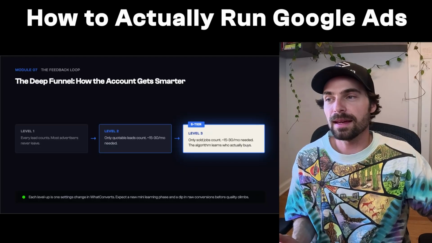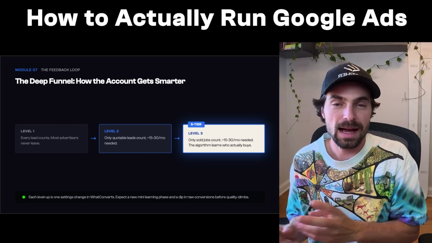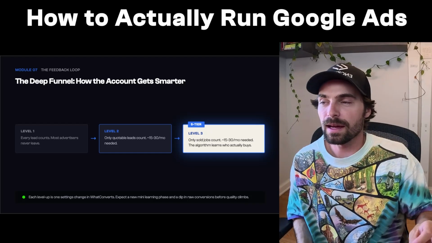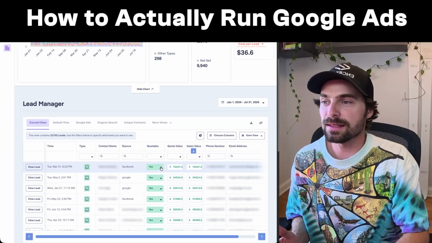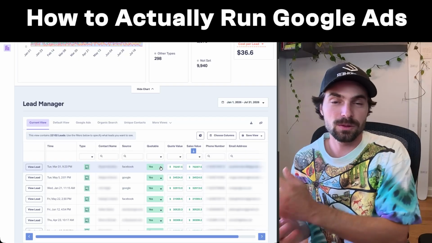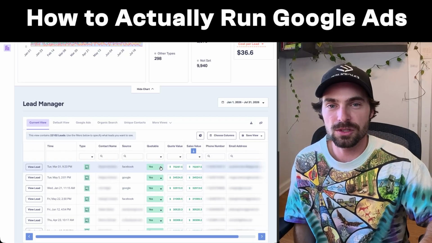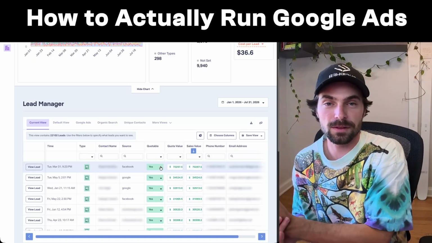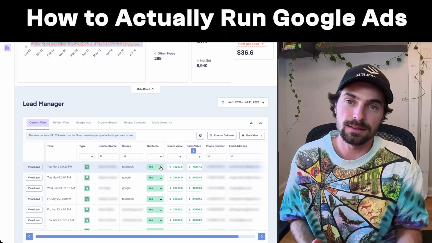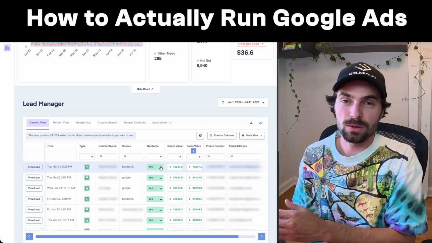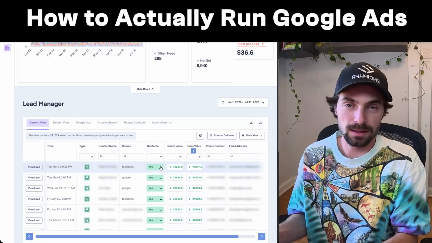Level 2 is when you send only quotable leads back to the algorithm as a conversion. So if you're using What Converts, for example, if we mark these leads as quotable, then Google receives a conversion. It stops receiving a conversion on every lead that's generated. Google only gets a conversion registered when a lead has been marked as quotable and when it's a good lead. That is now going to train Google to go get more quotable leads, more leads that are actually good.